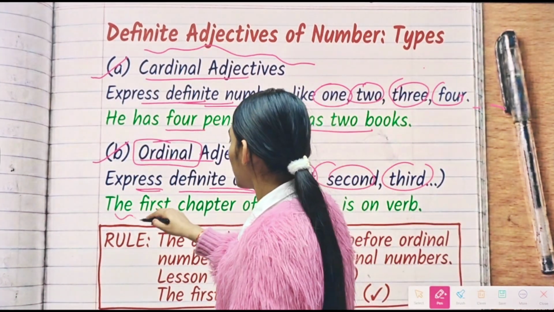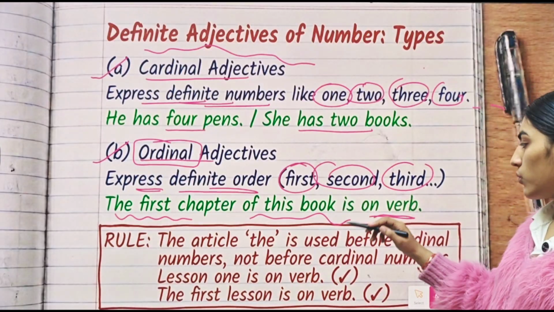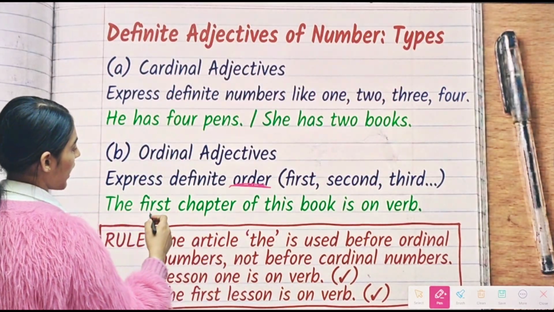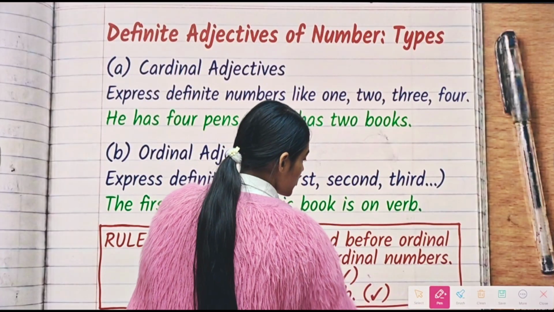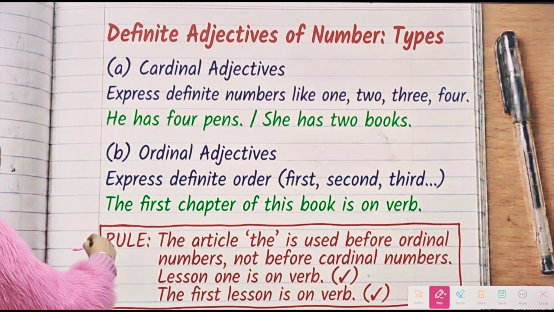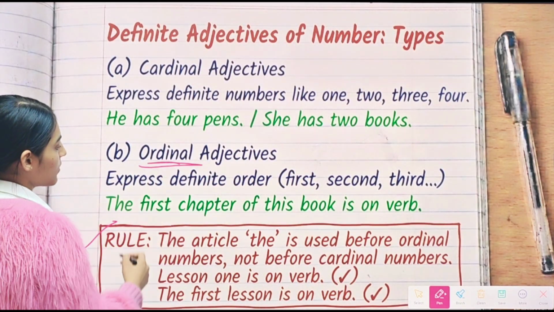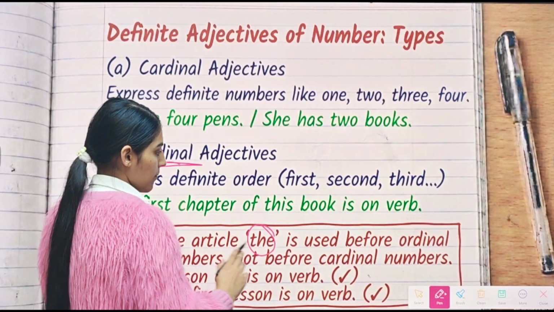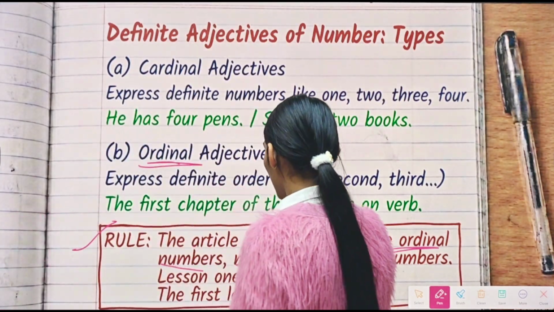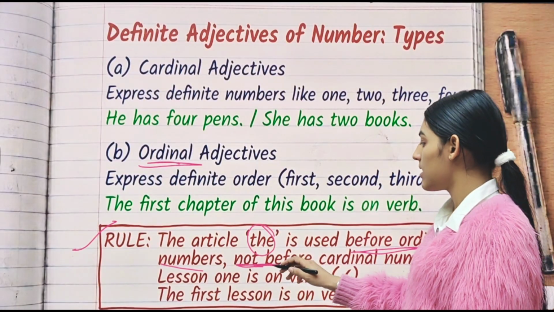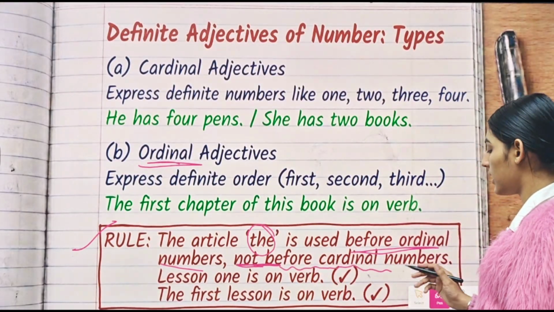For example, the first chapter of this book is on verb. So you can see here they are in order. After that, the second chapter will come, then the third, and so on. So this is quite important. You can see here, for the ordinal adjectives, we will use the article the before the ordinal numbers, and the article the cannot be used before cardinal numbers.